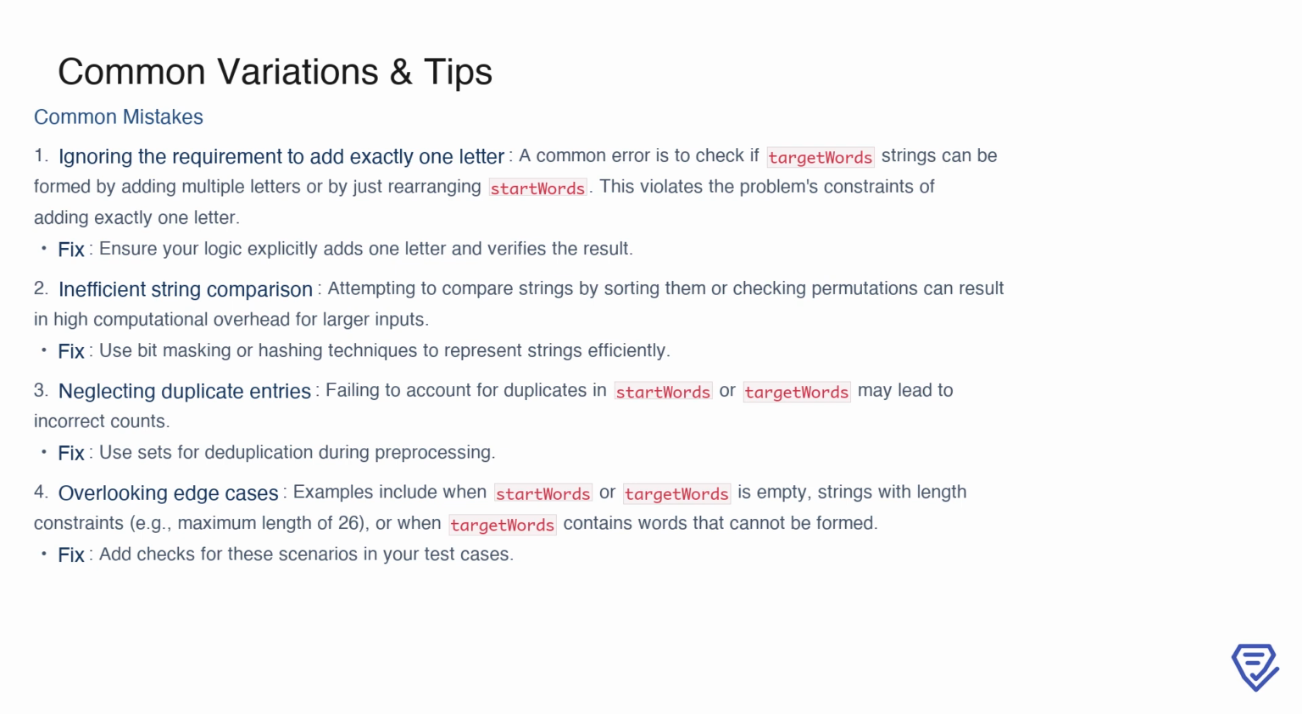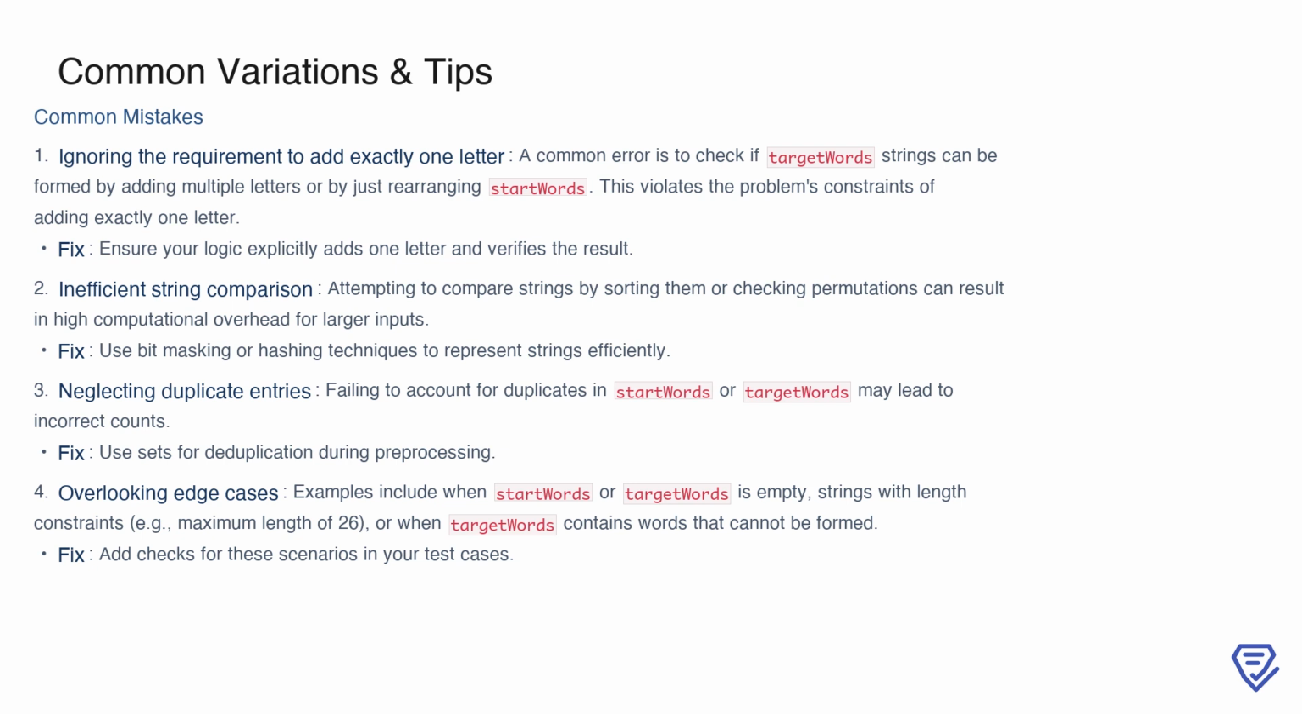One of the most common mistakes in this problem is ignoring the requirement to add exactly one letter. For example, some solutions might inadvertently allow multiple letter additions or simply rearrange the letters of start words to form target words. This goes against the problem constraints. To fix this, ensure your logic explicitly handles the addition of just one letter and then validates the result.